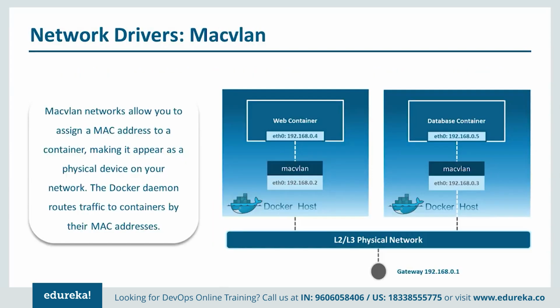And finally, we have the last network, that is the MACVLAN network. So MACVLAN networks allow you to assign a MAC address to a container, making it appear as a physical device on your network. Then the Docker daemon routes traffic to the containers by their MAC addresses, and the MACVLAN driver is sometimes the best choice when dealing with legacy applications that expect to be directly connected to the physical network rather than routed through the Docker host network stack. So guys, that was about the various network drivers.